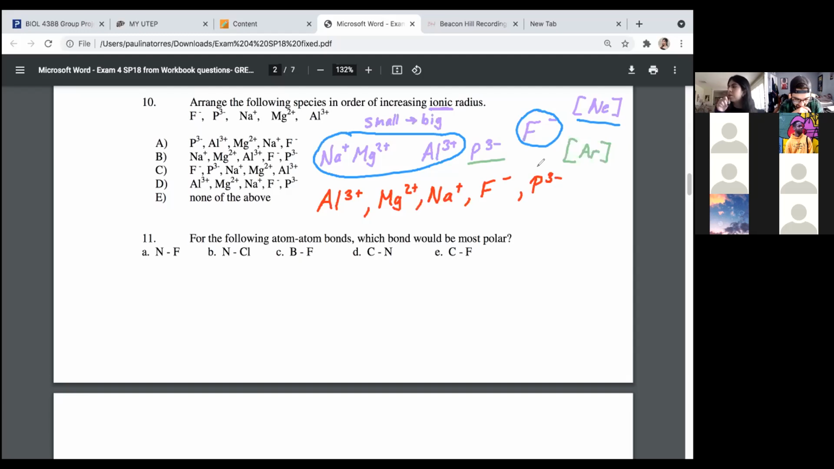So we know that argon is right under neon. So we know argon has to be bigger, right? Essentially argon, but it's P3 minus. Okay, so let's see. Do they have it here? Yes, perfect. So the answer should be D. Okay. Any questions about that one? No.